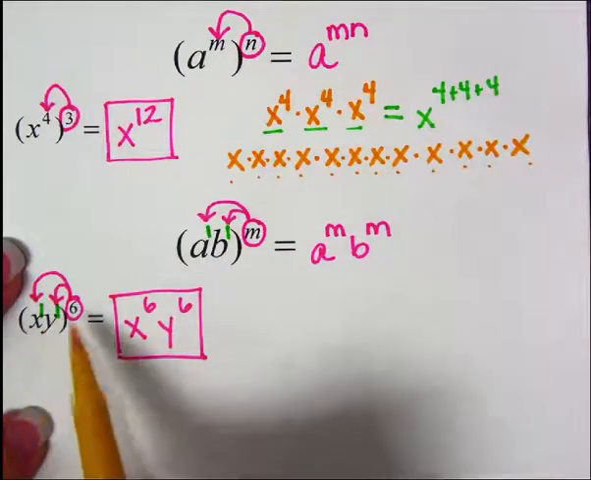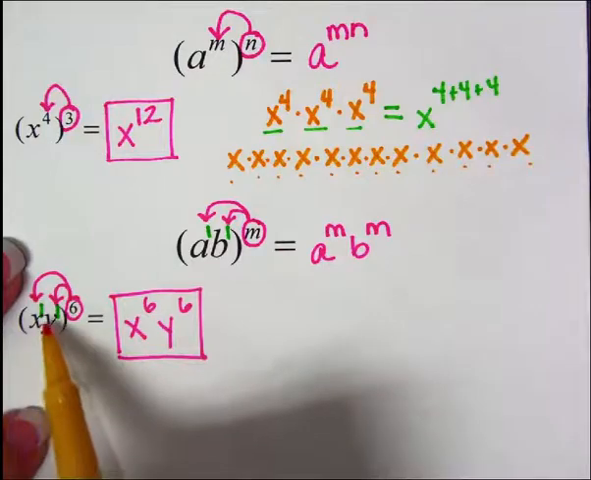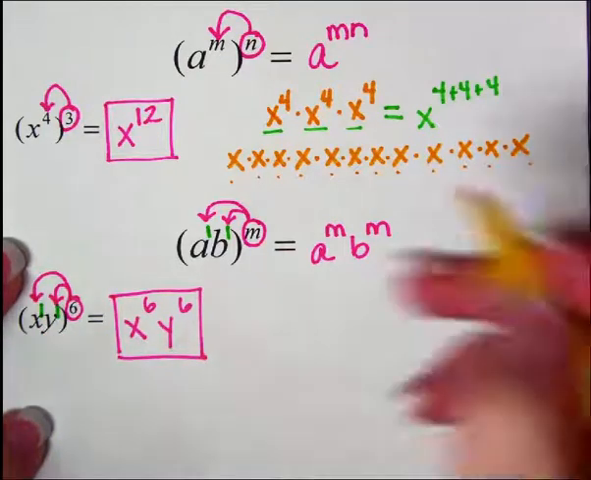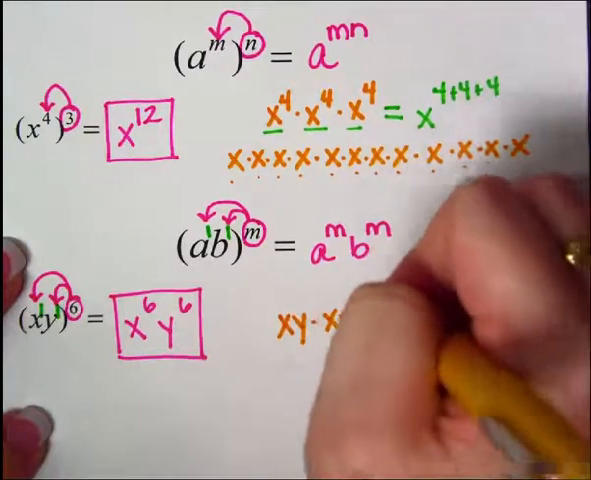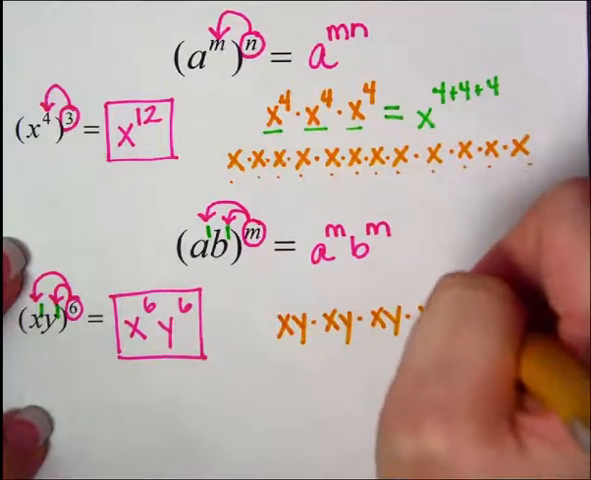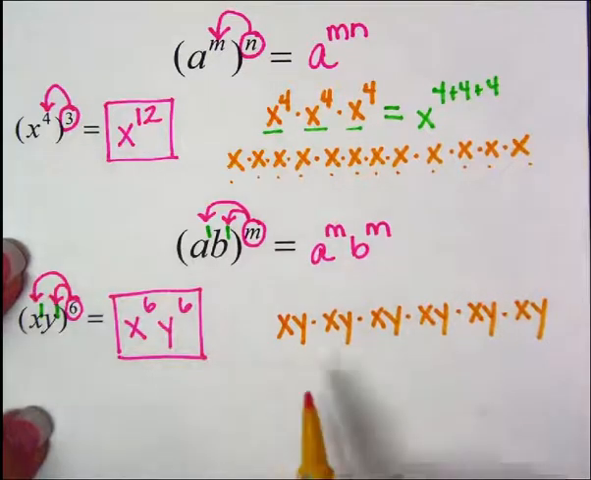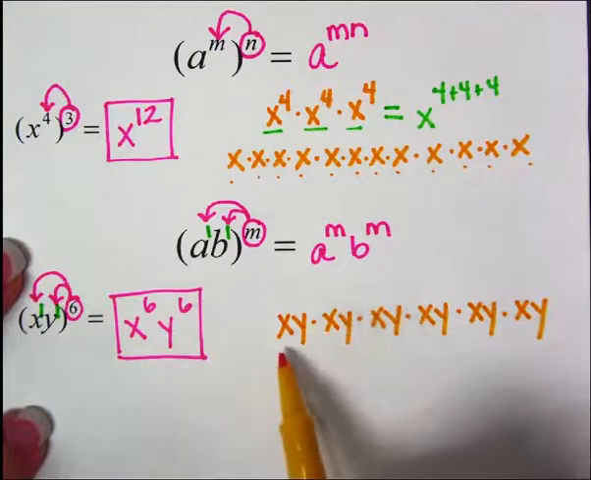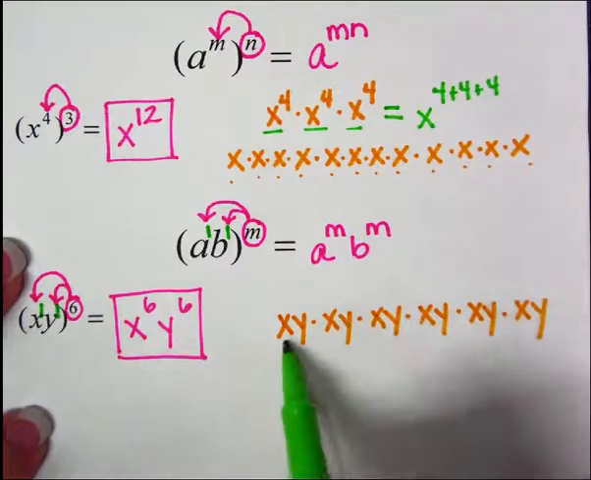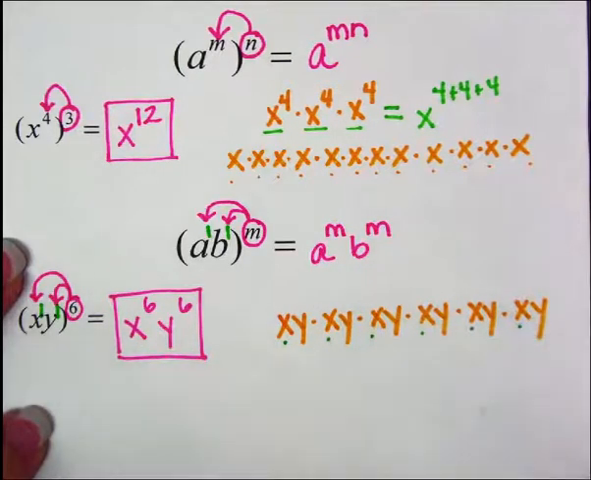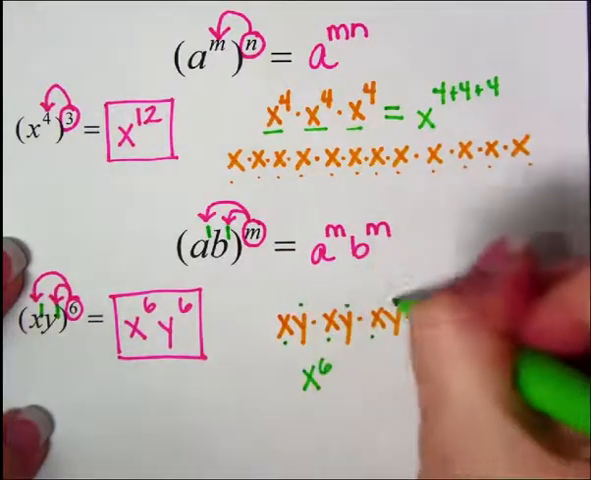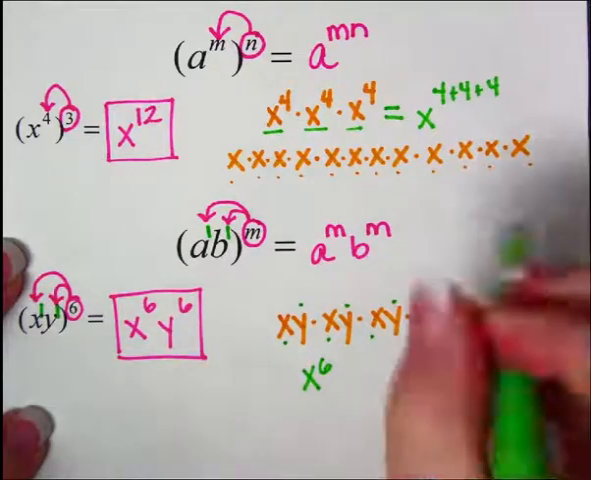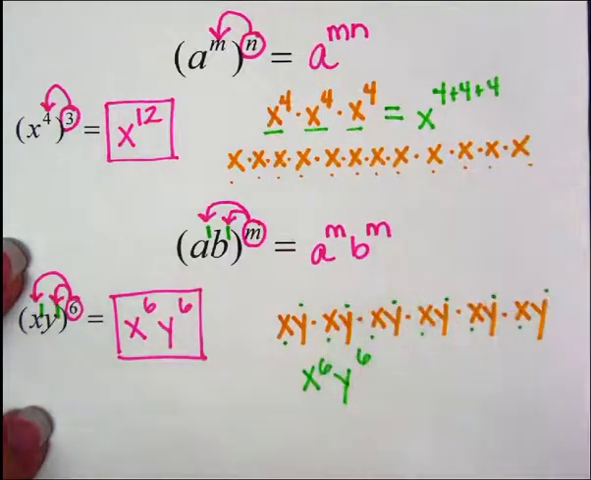And again, you can write this out if you can't remember the property. So xy to the 6th power, that means we're taking x times y and we're multiplying it times itself 6 times. So that's xy times xy times xy times xy times xy times xy. And then I can go through and say, all right, how many x's did I multiply? I have 1, 2, 3, 4, 5, 6 x's being multiplied together, so that's x to the 6th. And I have 1, 2, 3, 4, 5, 6 y's being multiplied together, so that's y to the 6th. So I still come up with my same answer even if I write it out.